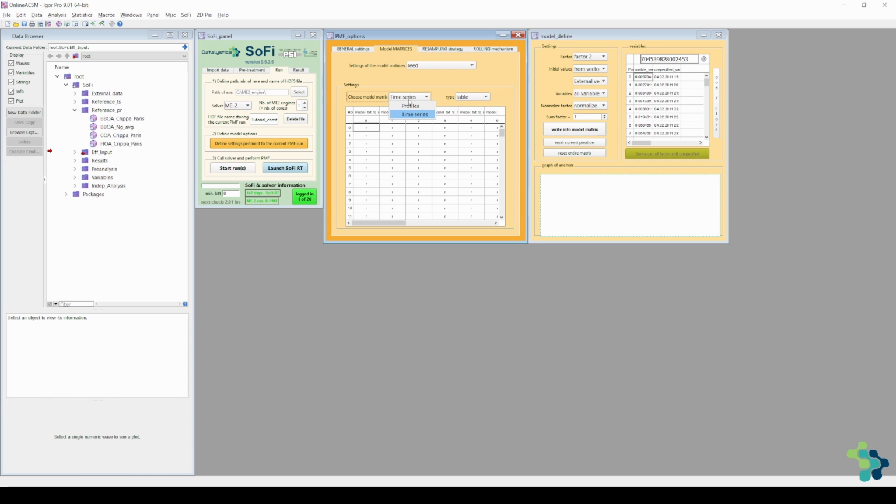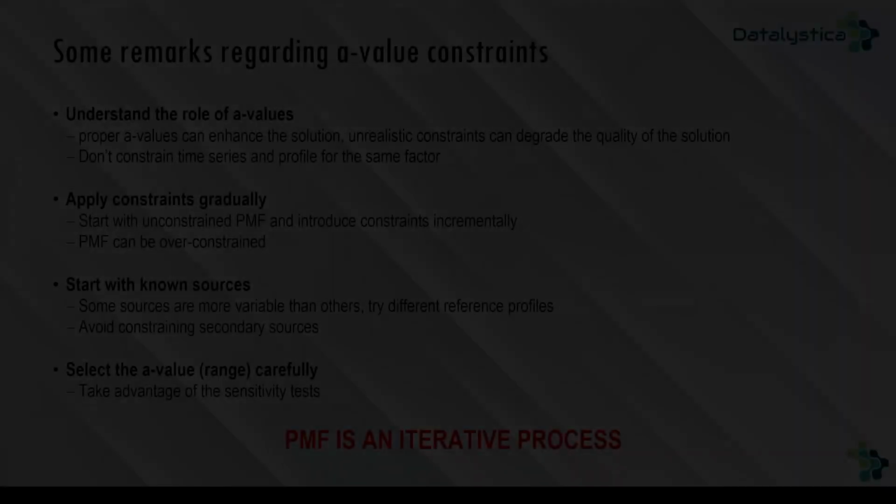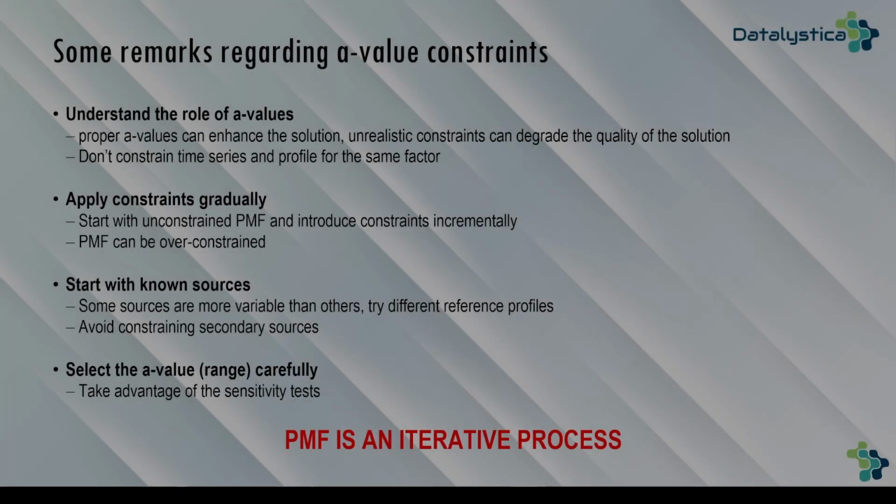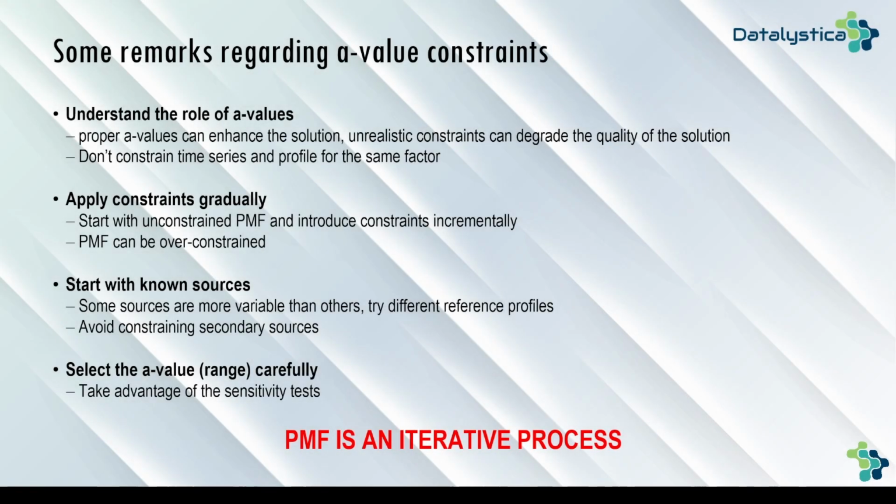There are also a few more remarks, tips, or tricks that I would like to give you along the way. Before applying any A-value constraints, ensure that you fully understand their role in guiding the PMF model. I linked some literature below in the description in case you want to read up on this. While the proper use of A-value constraints can significantly enhance the accuracy and interpretability of your source apportionment results, the wrong use or the introduction of unrealistic constraints can significantly degrade the quality of your results.